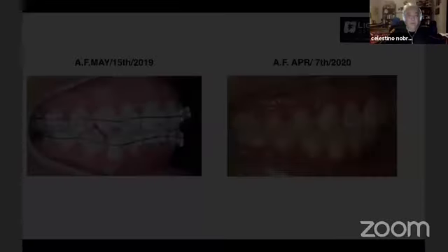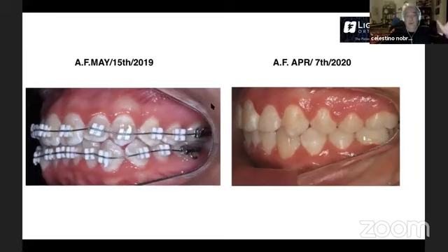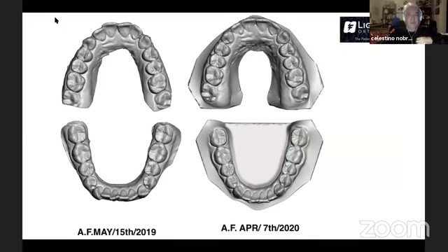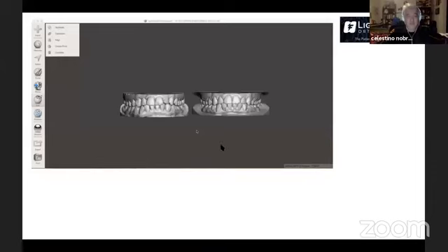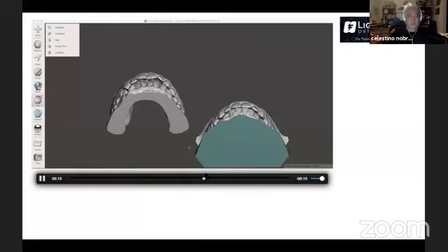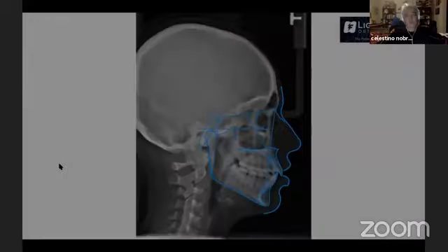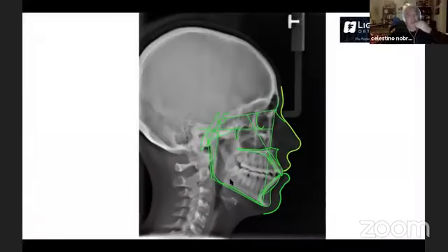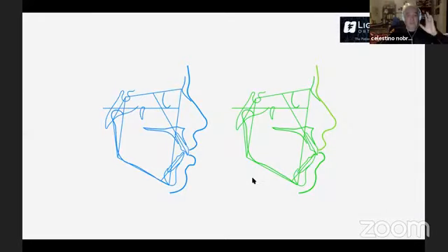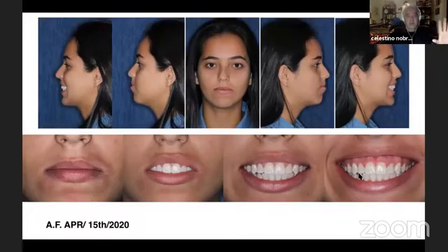In theory, we could have 4 or 5 appointments, no more than that. And everything is guided. As an orthodontist, you don't need to place the brackets. Someone else can do it for you. Before and after. Very interesting, because we didn't have any flaring of the incisors. Torque control, because it's 100% customized. And this is the final result.